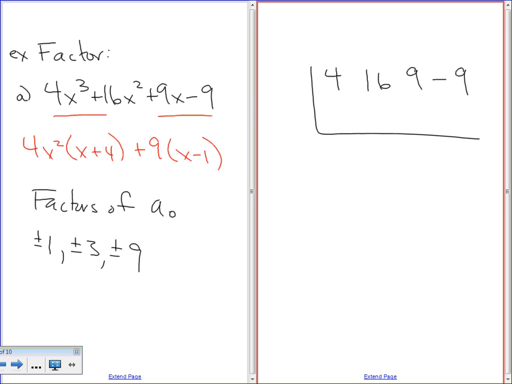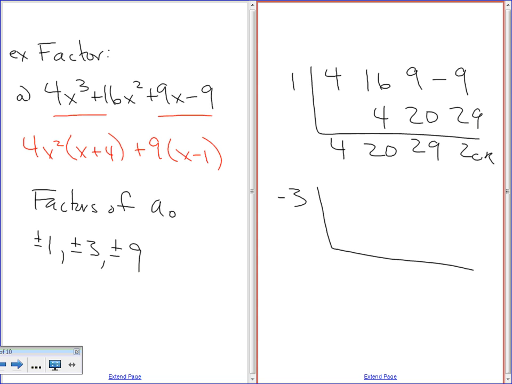David, give me a number. 1. So you try it. As soon as you realize it's not going to work, just stop doing it. So this right here is 20, right? 29, 20, it doesn't work. Okay, next one you try, I'll try -3, because I know it works, and we don't have to waste any more time. So bring it down.